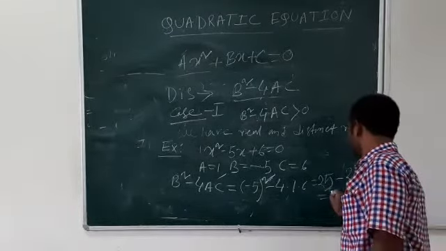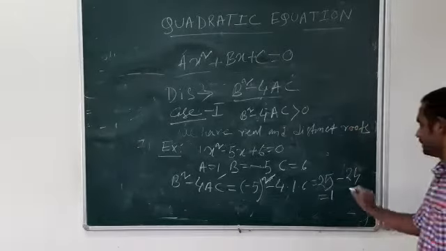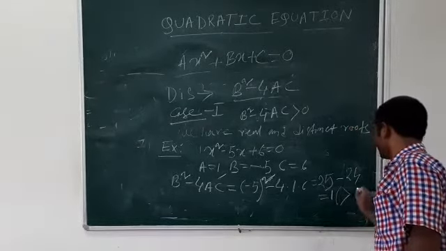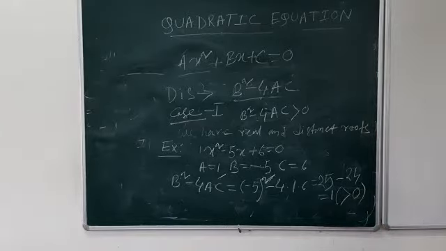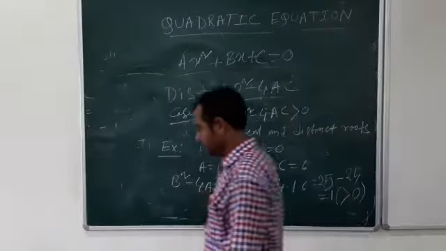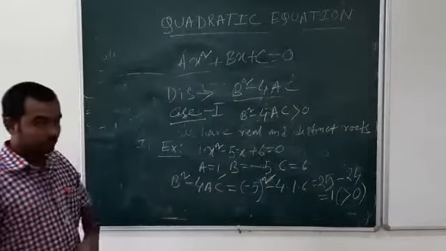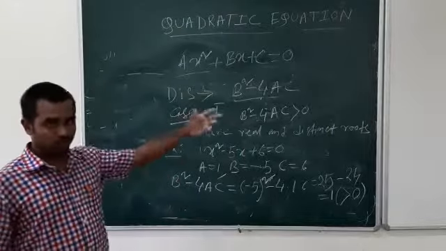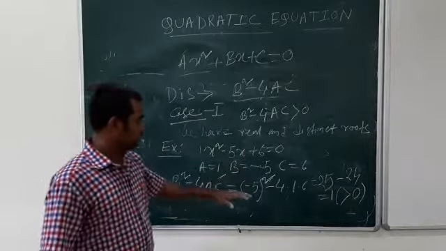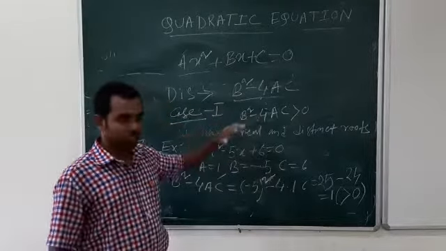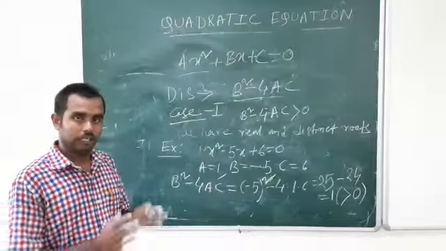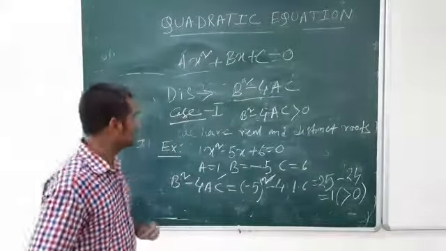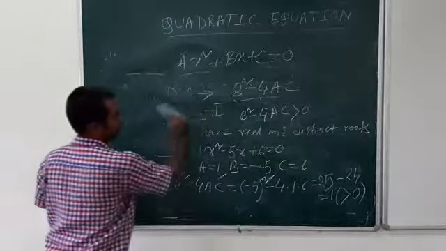So this one equals 1. 1 is always greater than 0. So here we can identify the nature of the roots without factorization or using any other formula. So here the roots of the quadratic equation are real and distinct. Now check it. Is it true or false?